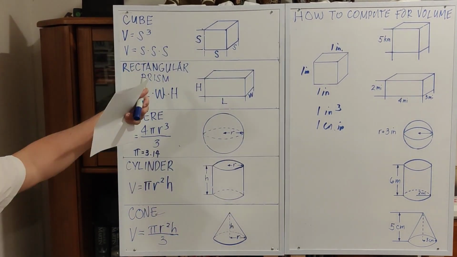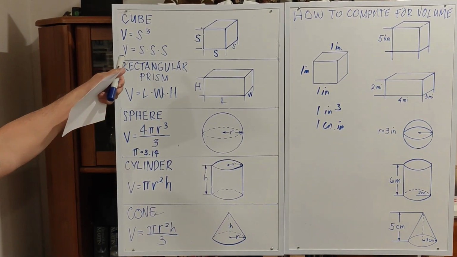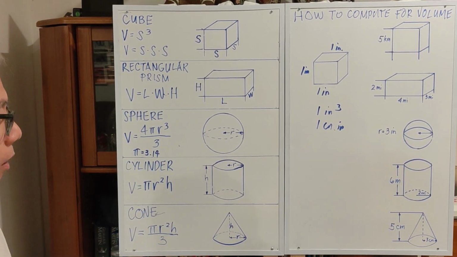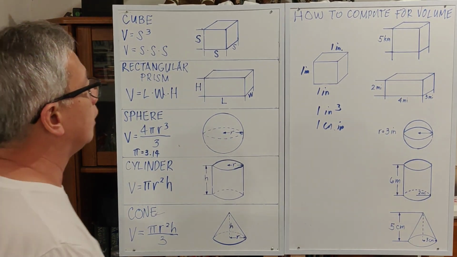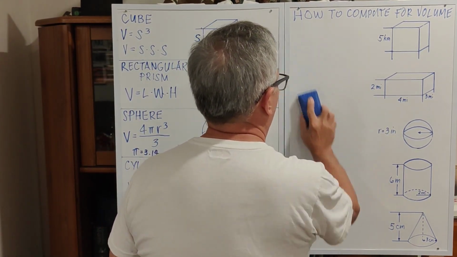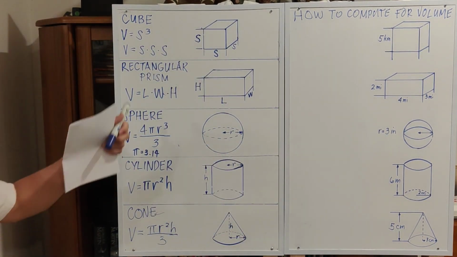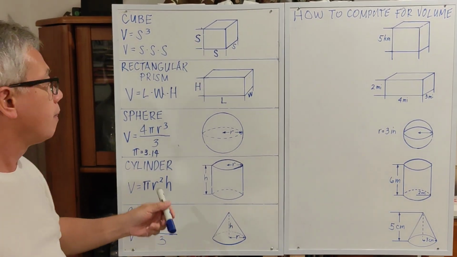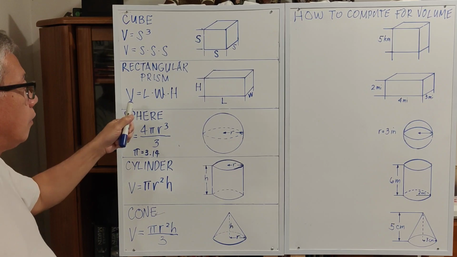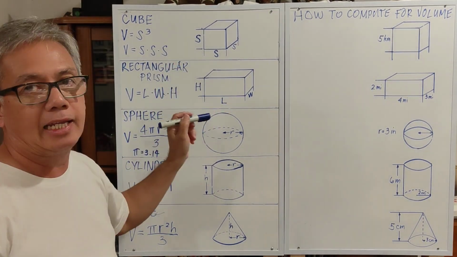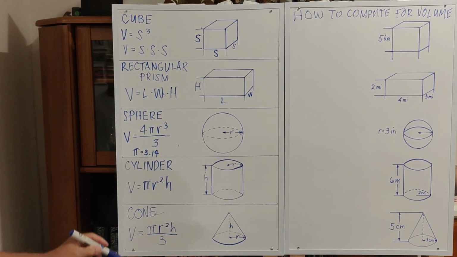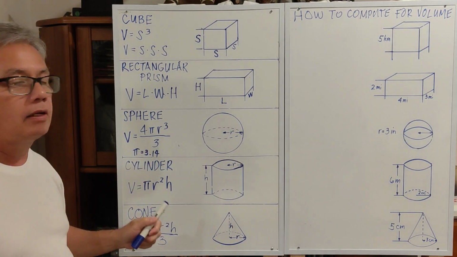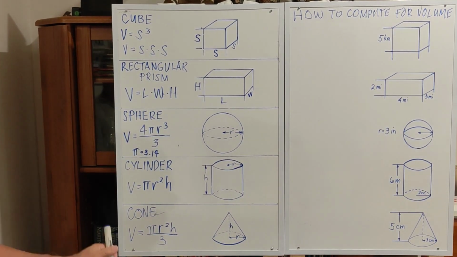Now on the left side is a chart that gives the formula for the volume for the most common object shapes. First one is the cube. The volume for the cube is s cubed or s times s times s. For the rectangular prism, the volume will be the length times the width times the height. For the sphere, the volume is 4 times pi times r cubed divided by 3, where pi is 3.14.